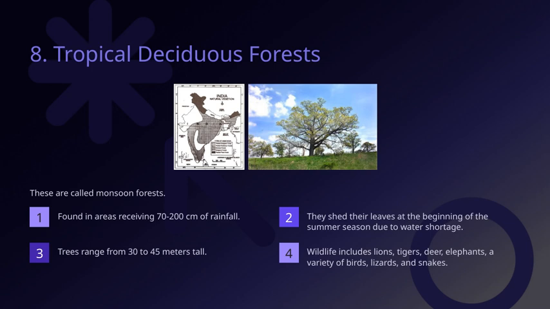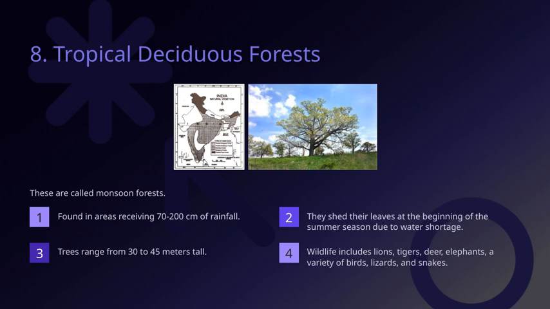One of the most interesting features is that these trees shed their leaves at the beginning of summer. This is a natural adaptation to water shortage during the dry season, helping the trees conserve moisture. It's a clever survival strategy that also affects the overall appearance of the forest during different times of the year.